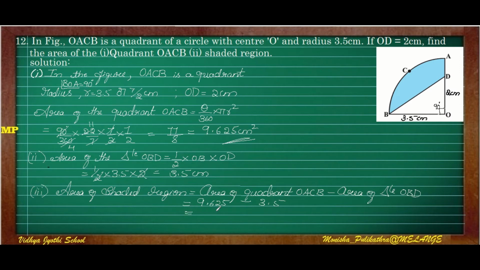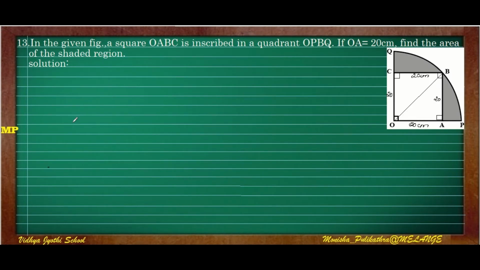So here we will get 6.125 centimeter square as the area of the shaded region. I hope you understood this. Moving on to the next question, that is the 13th one.